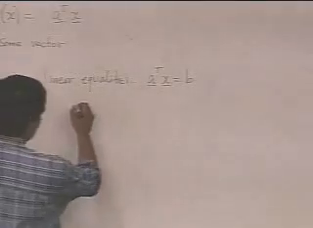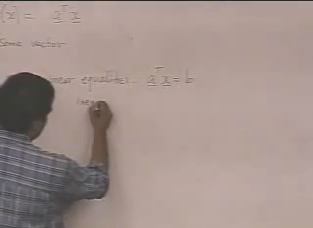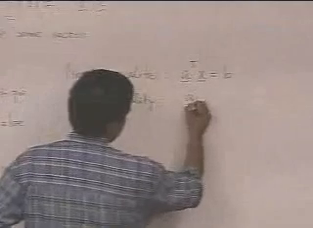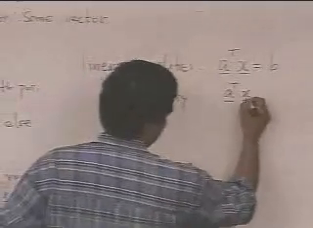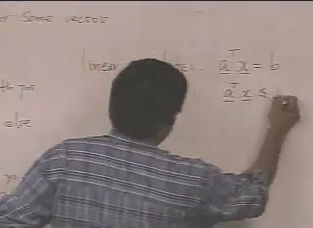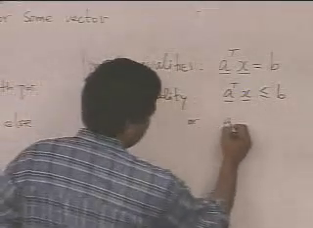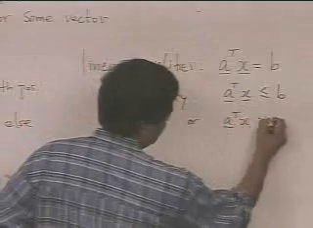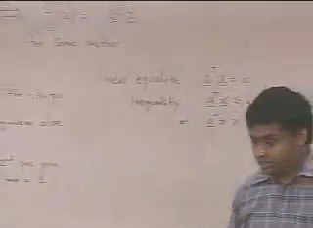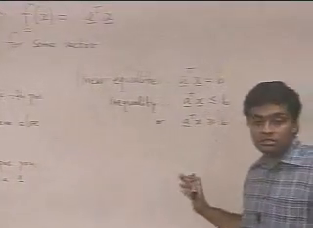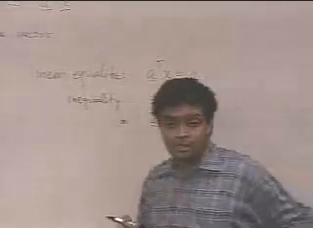A linear inequality would look like simply A transpose x less than or equal to b, or A transpose x greater than or equal to b. For the most part in this course, unless otherwise stated, I would never talk about strict inequalities. When I talk about inequalities, I allow equality.